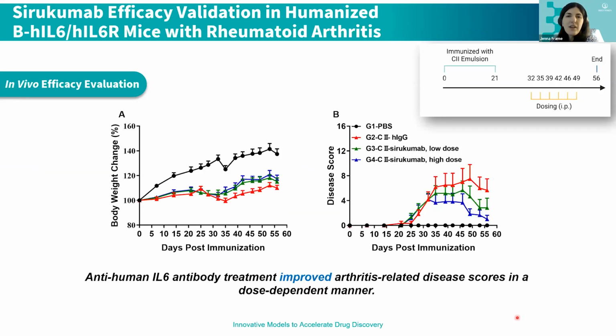In this study, the anti-human IL-6 antibody, sirukumab, was given at 2 separate doses after induction of CIA. As you can see in the graph here on the right, the disease was successfully induced in immunized mice, as shown by the red line. And the severity was also reflected by reduced body weight of the animals compared to the PBS controls shown in black. However, the disease score was significantly improved with the higher dose of the antibody therapy, as shown by the blue line. Together, these results indicate that IL-6 blockade was able to improve arthritis-related clinical scores in a dose-dependent manner.